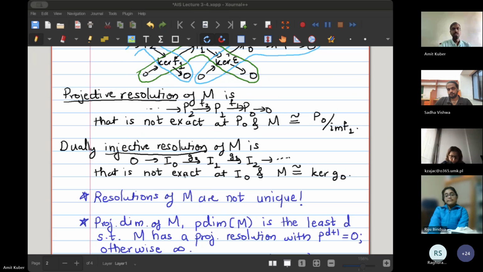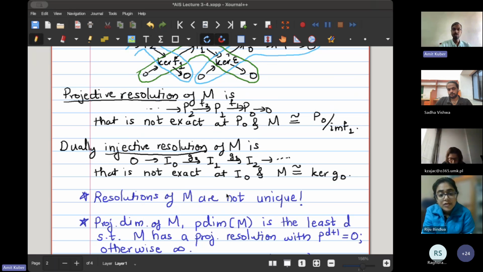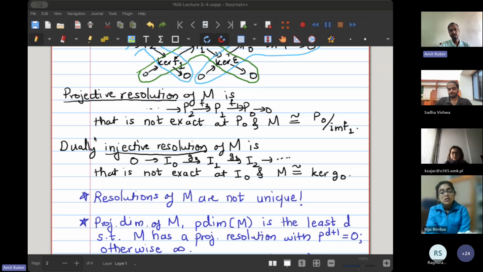Okay. However, the cost that we are paying here is something more actually, that these resolutions are not necessarily unique. If you know some more advanced concept in homological algebra, namely chain homotopy, then it is unique up to chain homotopy, but actually it is not unique. Not unique up to isomorphism at least.